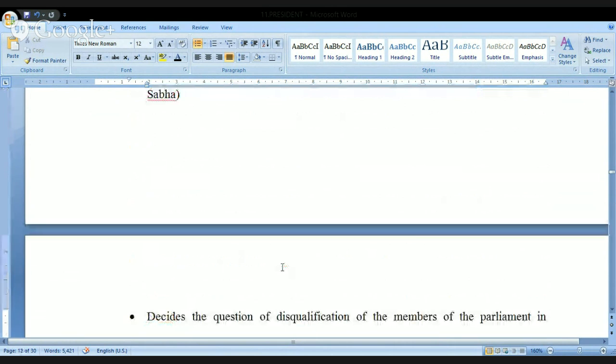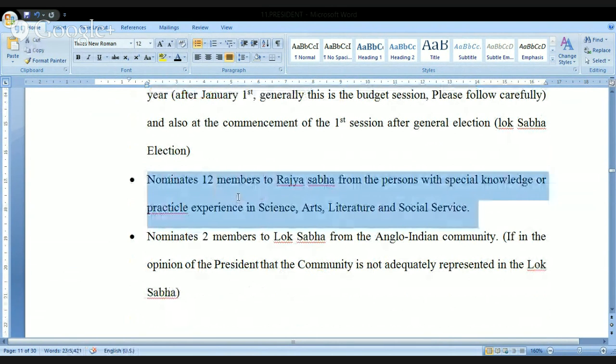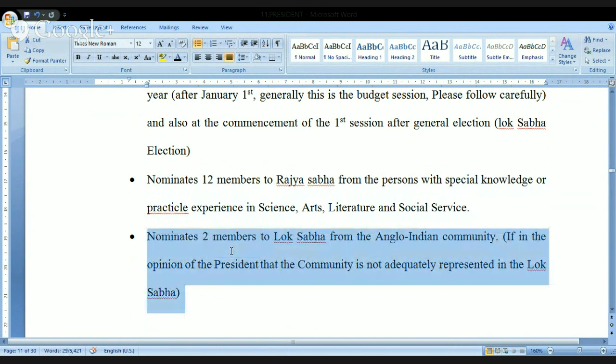And these two things you already know. For example, look at this. The President nominates 12 members to the Rajya Sabha from persons with special knowledge or practical experience in science, arts, literature, and social service. These points we have already seen. In a similar manner, the President also nominates not more than 2 members to the Lok Sabha from the Anglo-Indian community. If, in the opinion of the President, the community is not adequately represented in the Lok Sabha, then only the President will be nominating.